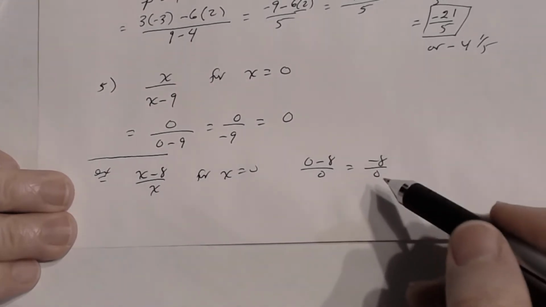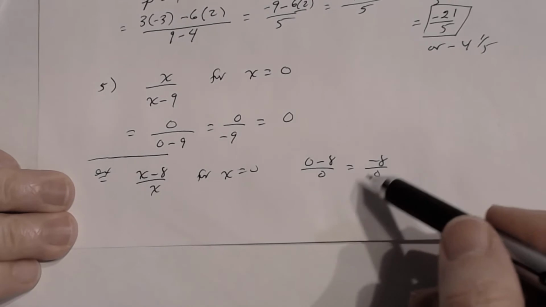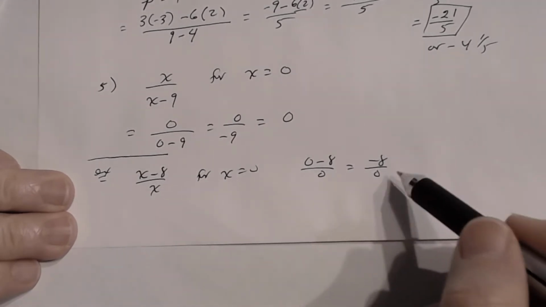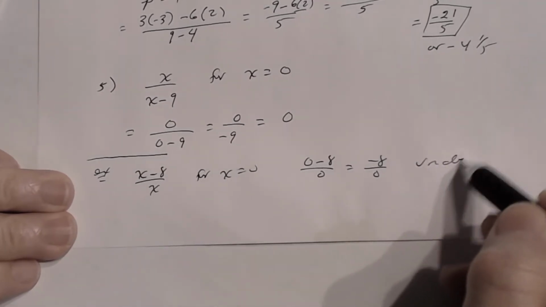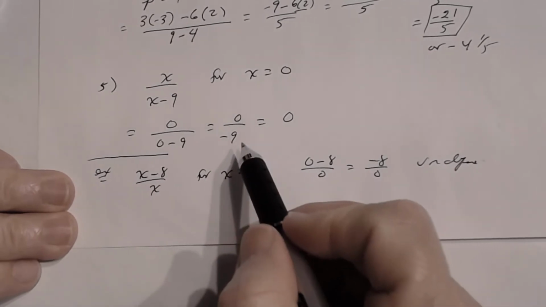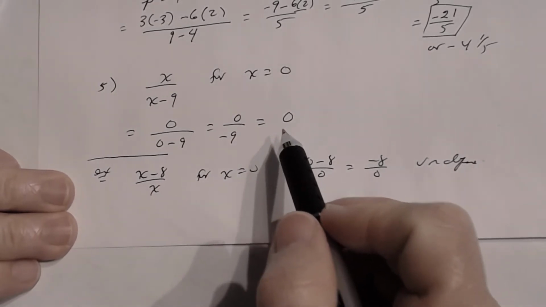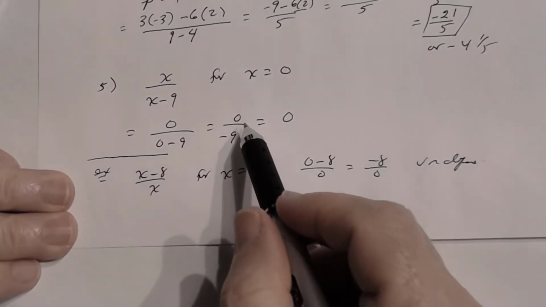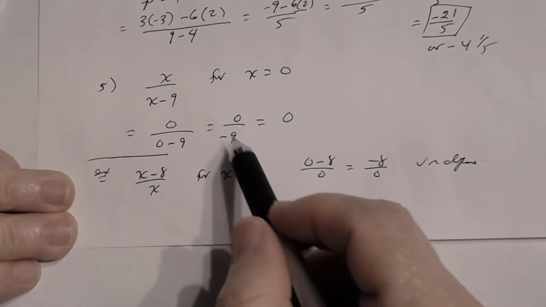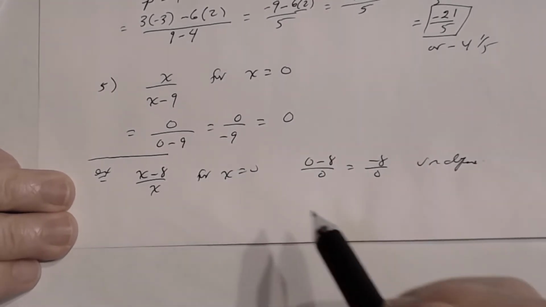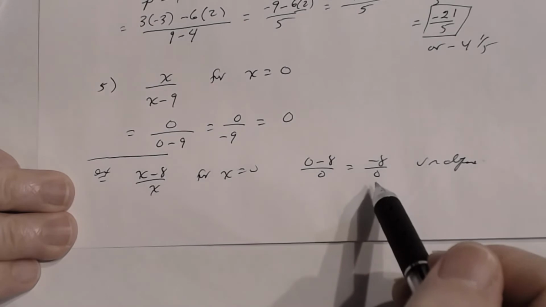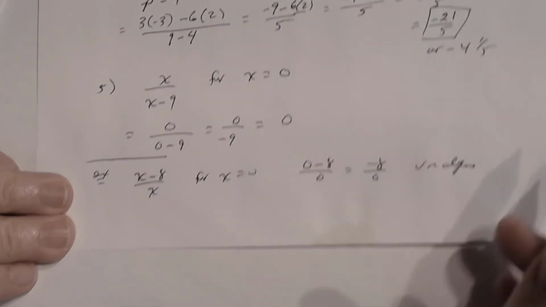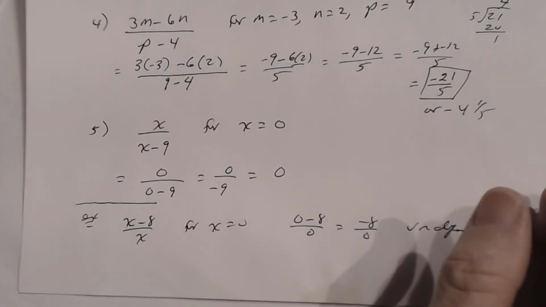Now remember, what do you say when you have a denominator of 0? You say this is undefined. So you just write undefined. Here, 0 divided by negative 9, that's 0. So when the numerator is 0 and the denominator is a non-zero number, you say 0. But when the denominator is 0, that's undefined. All right, so just keep that in mind.